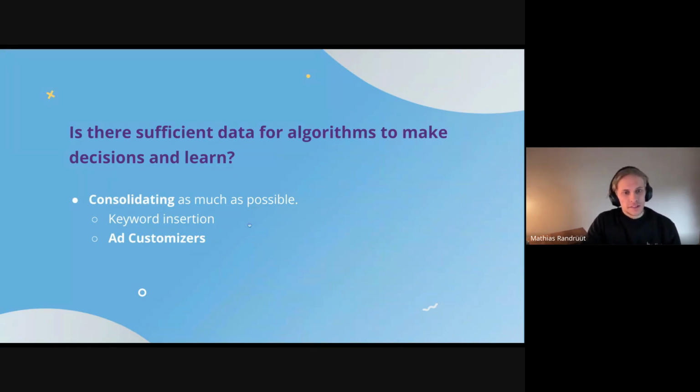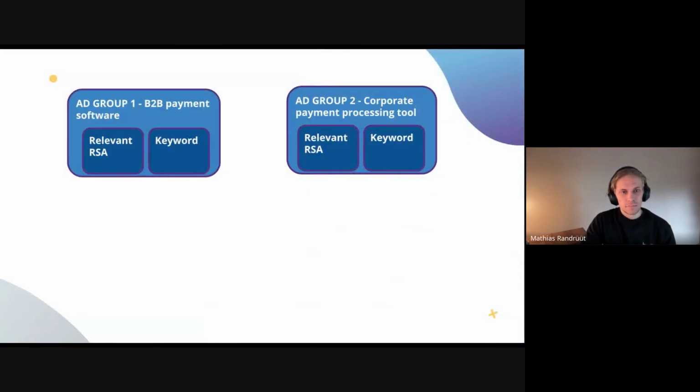And consolidating as much as possible usually helps with that. Some solutions, in order to keep the relevance while consolidating, is keyword insertion, but it is not very flexible. Ad customizers are definitely much more flexible, and you can do a lot of things with them. So let's come back to the example I printed out before.